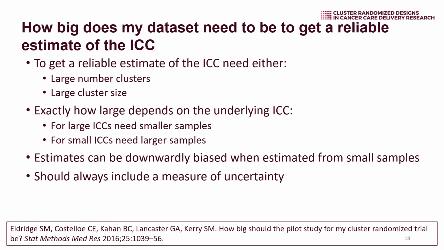The other thing to think about is how big my data set needs to be so I can get reliable estimates of the ICC. To get reliable estimates of these within cluster correlations, we need either a large number of clusters or a large cluster size. Exactly how large depends on the underlying ICC. For large ICCs, we need smaller samples, but for smaller ICCs, we need larger samples to get stable estimates of them. And if we use a data set that's too small, the estimates of the ICCs can be downwardly biased. We should always include some measure of uncertainty whenever we're reporting ICCs.